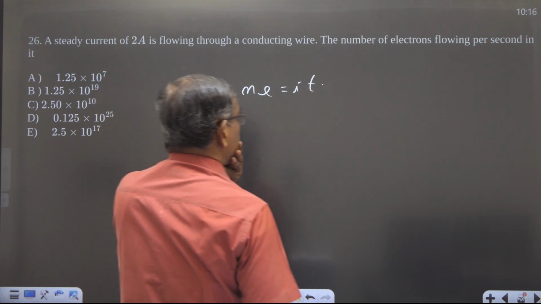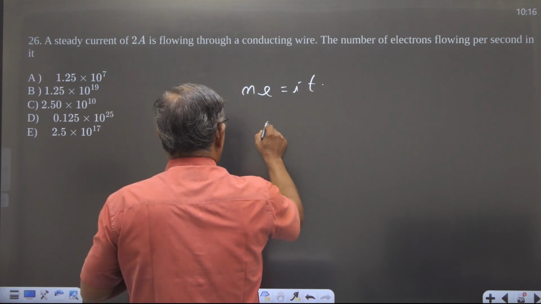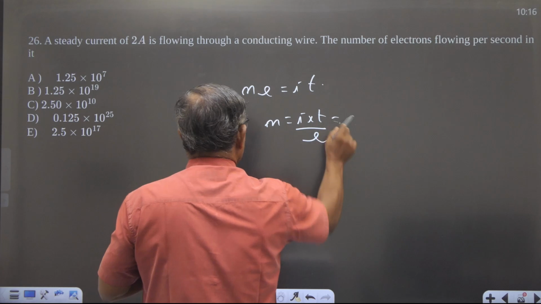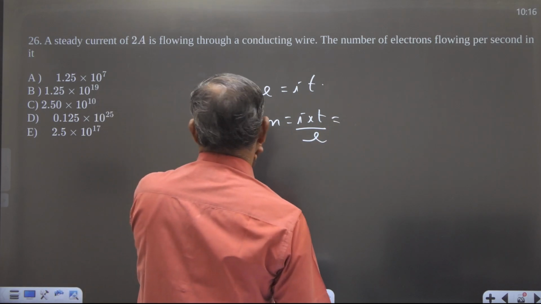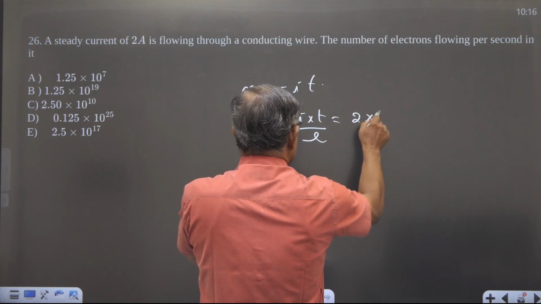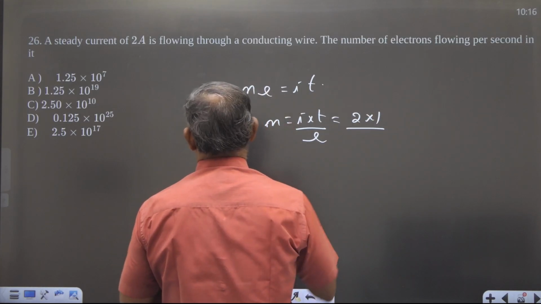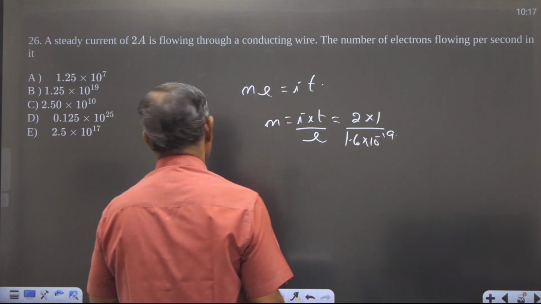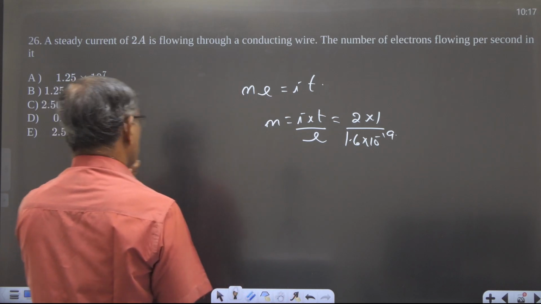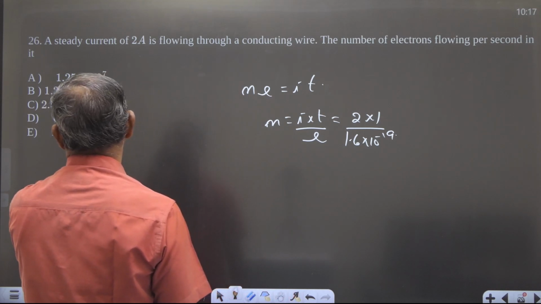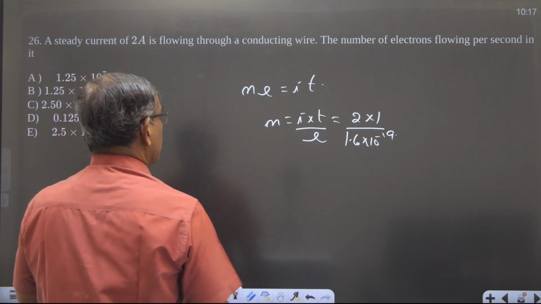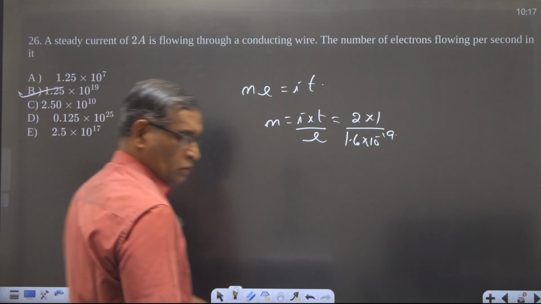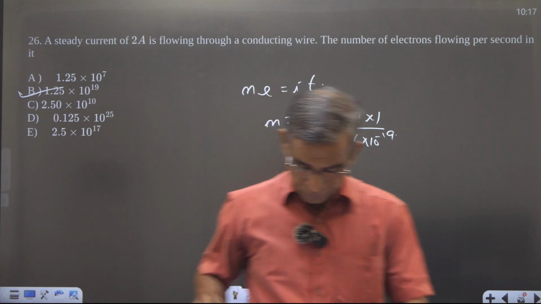And what is the number of electrons flowing per second? So, N is given by current into time by electronic charge. Current through the circuit, 2 amperes, time 1 second, by electronic charge. That on calculation is equal to 1.25 into 10 raised to 19. So, okay, option is box. Next.